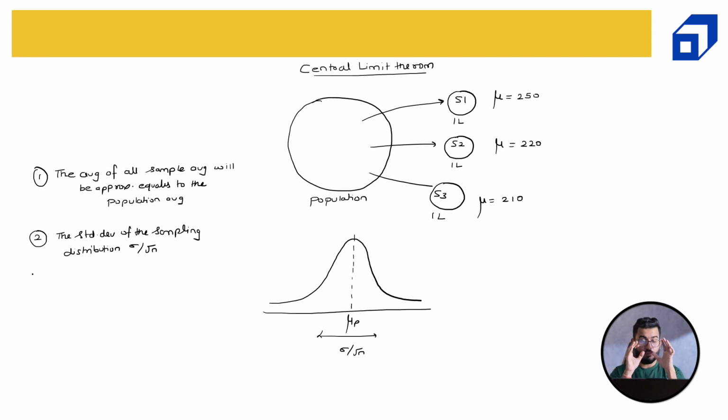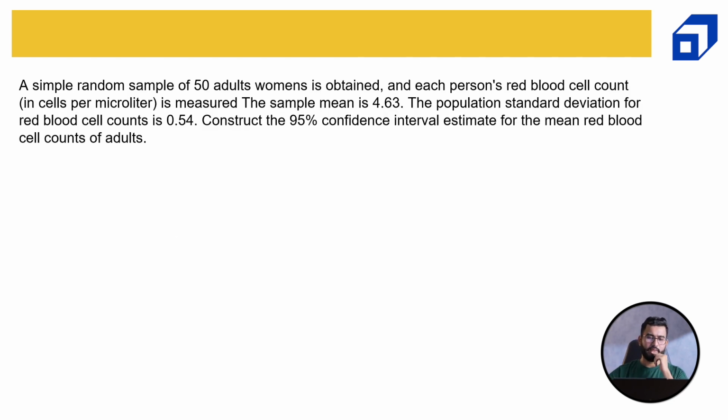Now these are the two properties of the central limit theorem, and using these two properties we can estimate the population range. Let's try to understand how. Let's say this is the question given to us. In a simple random sample of 50 adult women, n is equal to 50, and when the red blood cell count was measured for them, the sample average came out to be 4.63. The population standard deviation is 0.54.